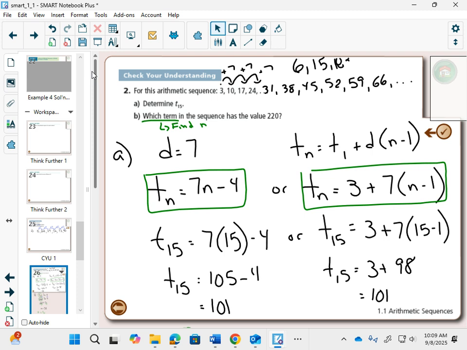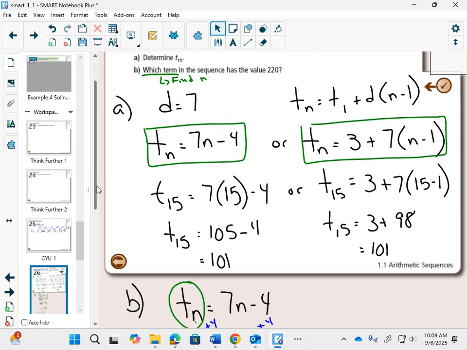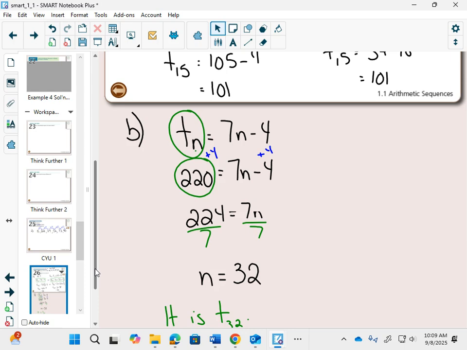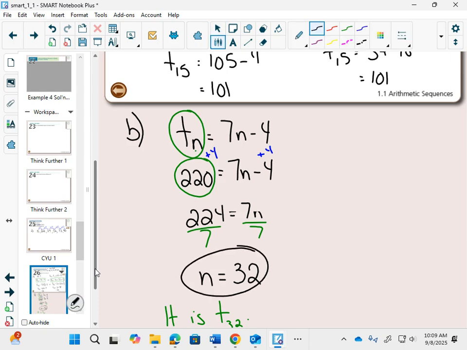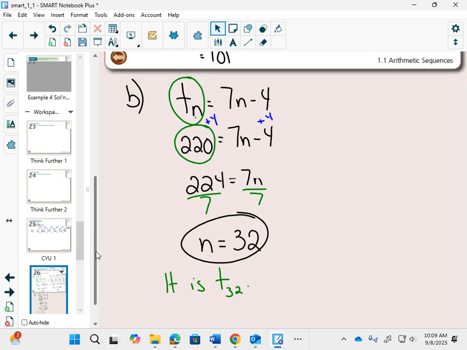Yes? Just a question, on quizzes and stuff, would it matter if we wrote T32 or n equals 32? Would it be the same? If you circled this, I'd give you full marks. But it did say which term, it didn't say what's n. It said which term, so it does show a little bit more understanding that I know that it means term 32 when I solve for n. Okay.